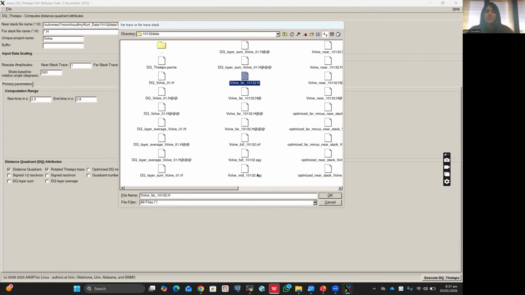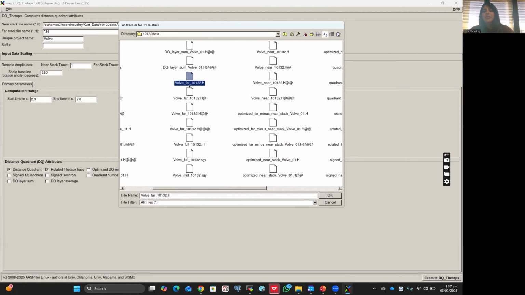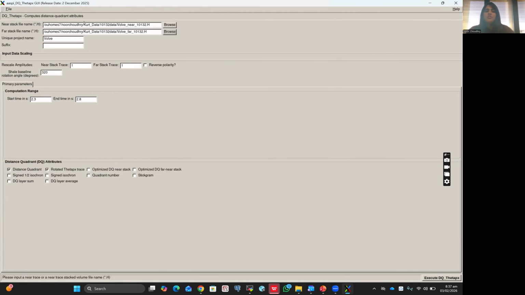Once you have your all files, you look at them and select the data you want. Here, I'm going to click on wall far. You have browsed, you've selected your data, you give your project name. It can either be your field name or a specific project name, whatever you want, and you give it a suffix. So I'm going to give it 1.